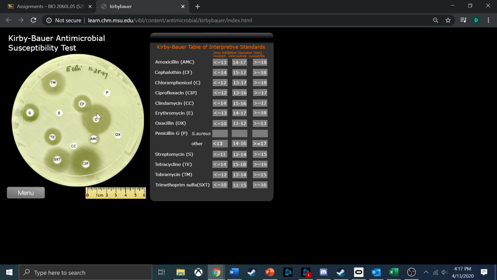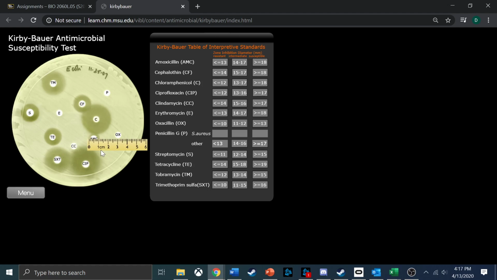When you incubate it, there will not be any growth around the agents the organism is susceptible to. The ones it's resistant to will be able to grow right next to the disc, and they're not going to be affected by the antimicrobial agent at all, or very little. With amoxicillin, we'll take this and see how many millimeters it is.